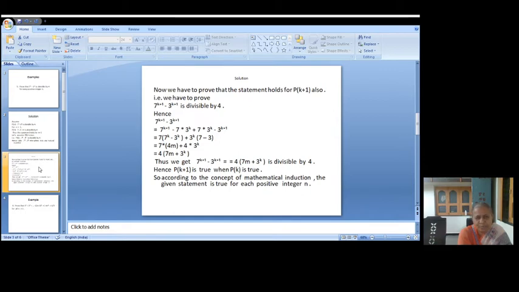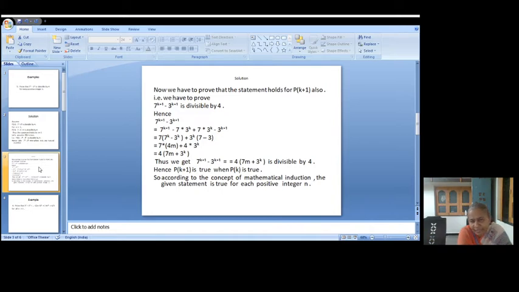And therefore, to prove this part, we consider 7 raised to k plus 1 minus 3 raised to k plus 1. Now here we can write both the terms, 7 raised to k plus 1 and 3 raised to k plus 1, as 7 into 7 raised to k minus 3 into 3 raised to k. Now here we add and subtract the term 7 into 3 raised to k. And that's why we can write the term as 7 into 7 raised to k minus 7 into 3 raised to k plus 7 into 3 raised to k minus 3 into 3 raised to k.